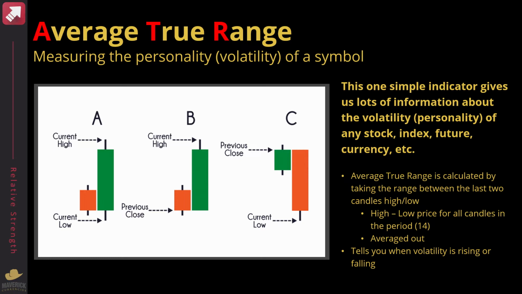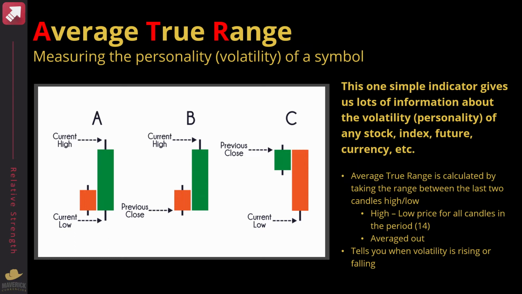So let's say a currency traded between $1 and $1.01. That ATR would be 1 cent for that period. And then let's say the next day, the currency trades from $1.01 down to 99 cents. That was a 2-cent move.